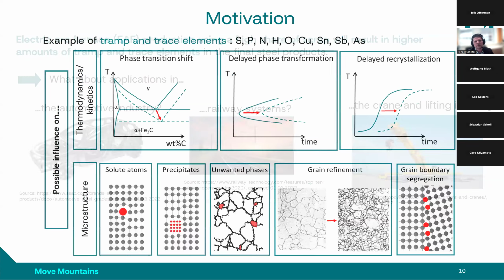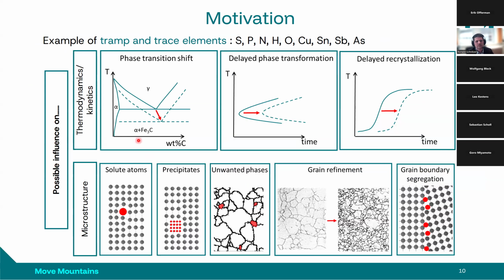So when we consider further what effect such tramp and trace elements can have, of course, there can be different influences. One influence can be on thermodynamic and kinetic properties. They can shift phase transformations, they can delay phase transformations, they can retard recrystallization behavior, for example, or they can have an influence on the microstructure. They can form precipitates, unwanted phases can suddenly occur. They might have an effect on the grain size, or they may result in segregation on different boundaries within your material.